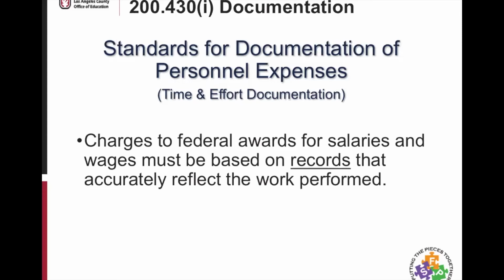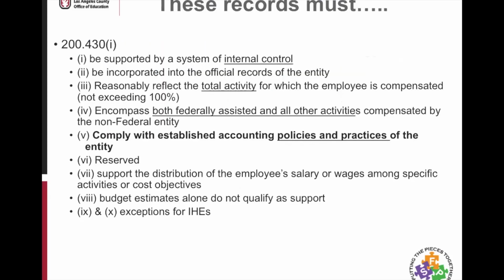So it starts out by telling us that charges to federal award for salaries and wages must be based on records that accurately reflect the work performed. Okay? So any employee paid with any federal funds needs to report. And the records go on. All of these are the requirements, which essentially give you what needs to be in your procedures for time and effort reporting. So they have to be supported by a system of internal control. Right? They have to be incorporated into your records, which means documentation, which typically is time and effort reporting.